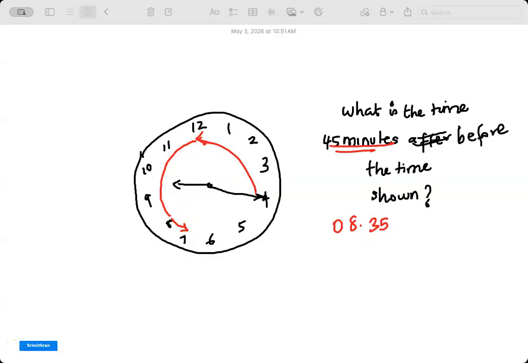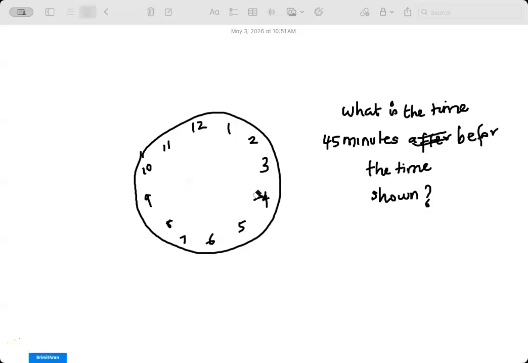I'm going to erase everything off. I'm also going to erase this one. Let's do this one. What is 45 minutes before the time shown? Before is always hard.